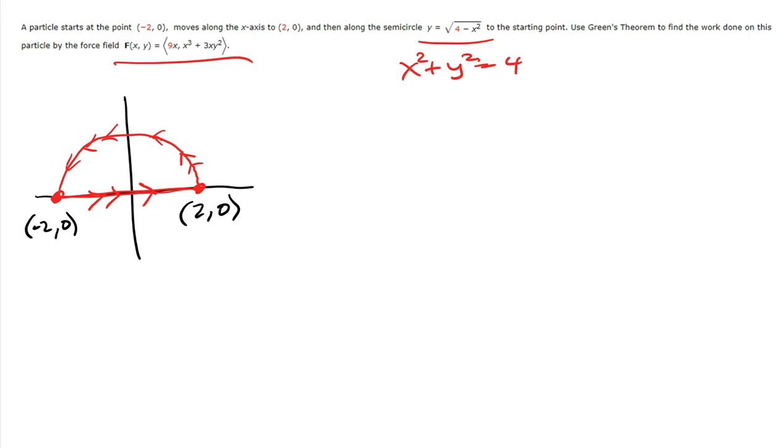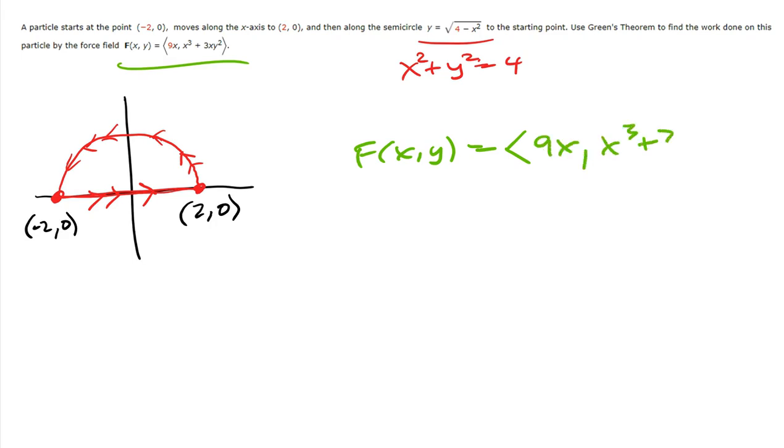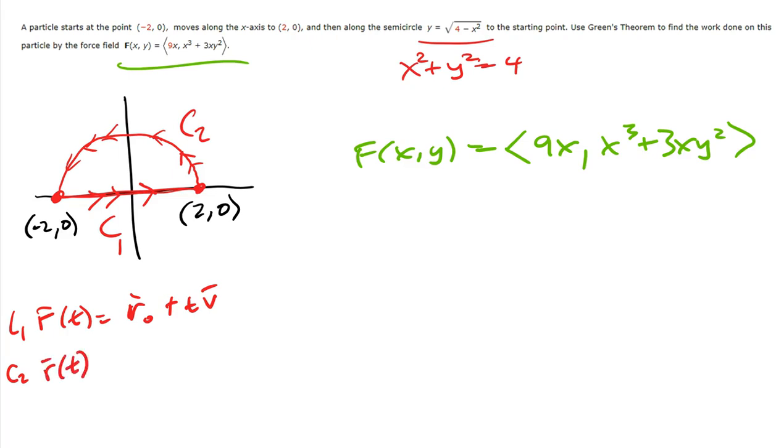So let's use green for the force. F of x, y is 9x, comma, and then x cubed plus 3xy squared. So if we were to do this directly, we would have to split the curve up into two curves, C1 and then C2. We'd have to parameterize C1 using this r of t business that we used before, r naught plus t v, and then that would be C1. And then C2, we'd have to parameterize the circle using our good old friend 2 cosine t, 2 sine t, like that, and work it out that way.